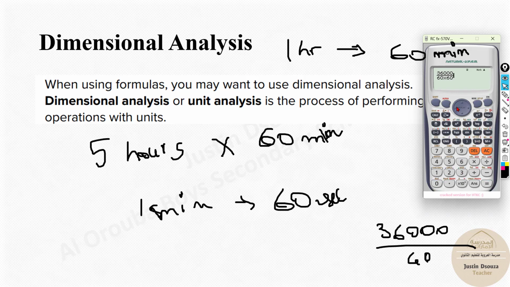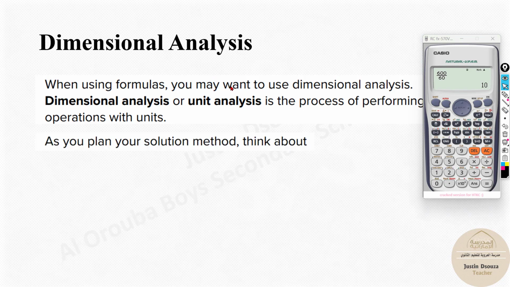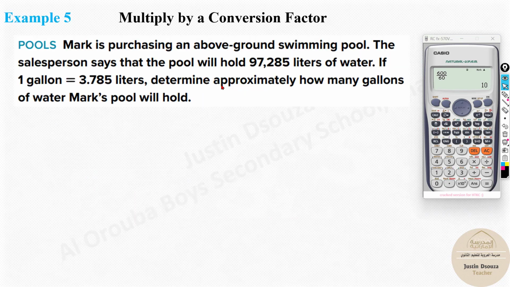It's 10 hours, but I'll do it step by step. See here, 3600 divided by 60, I got 600 minutes. I need to divide 600 minutes by 60, so I'll get 10 hours. So the answer is 10 hours. 36,000 seconds is 10 hours. This is just a basic understanding. We'll look into the problems, and you'll understand better now.